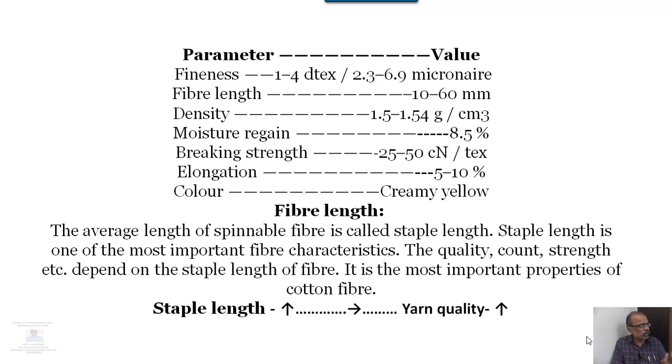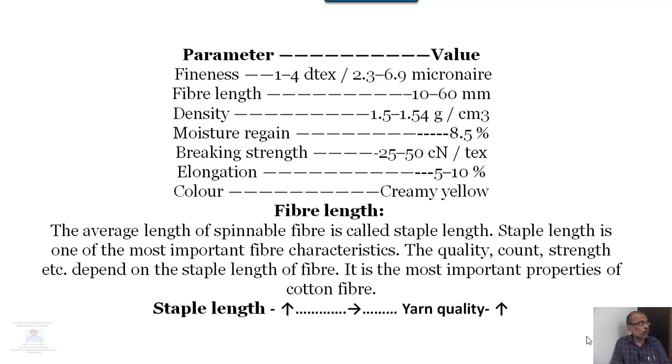So yellowishness and the reflecting tendency. These two things are measured with the help of the HVI device, high volume instrument device. Different modules are there in this device which will give an estimate of these different properties.